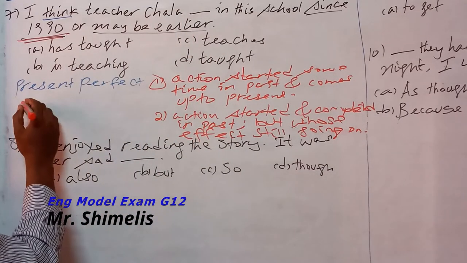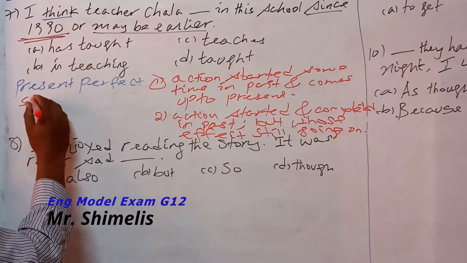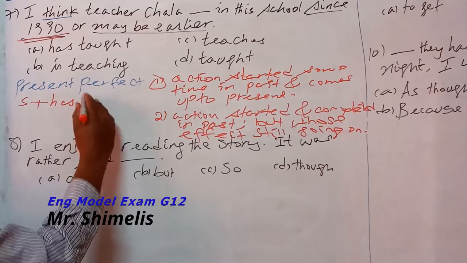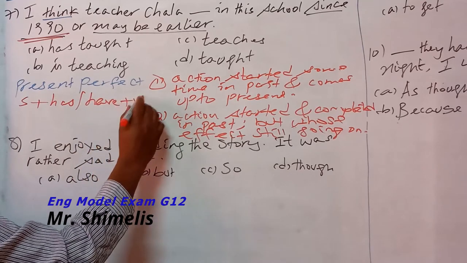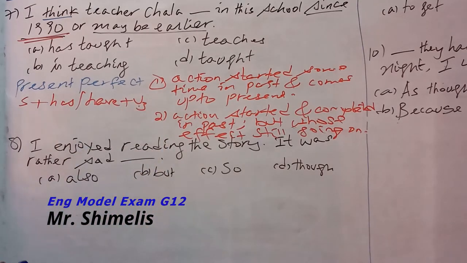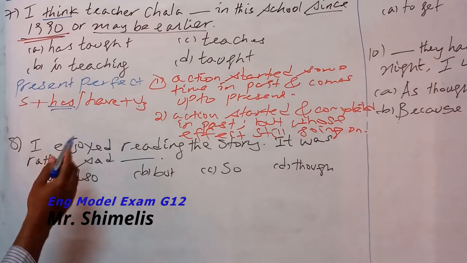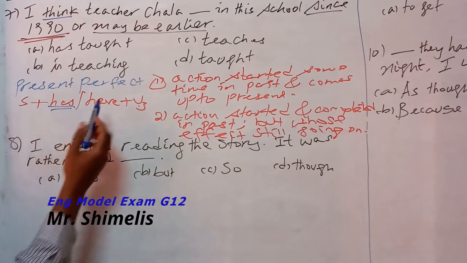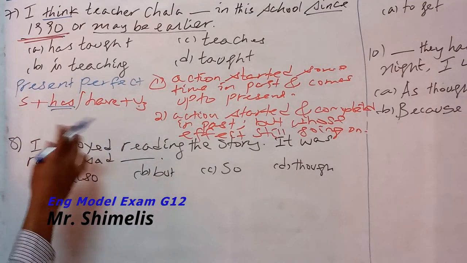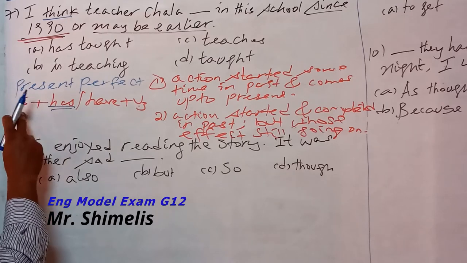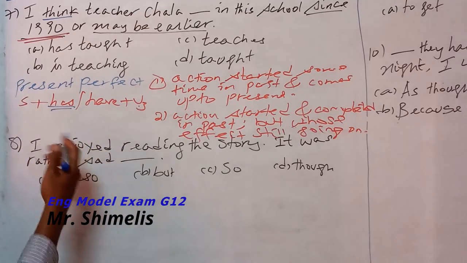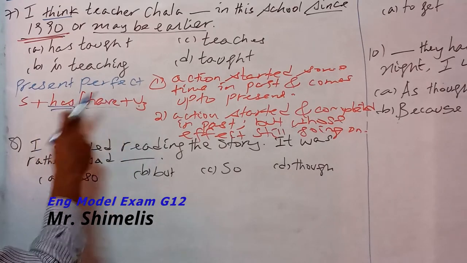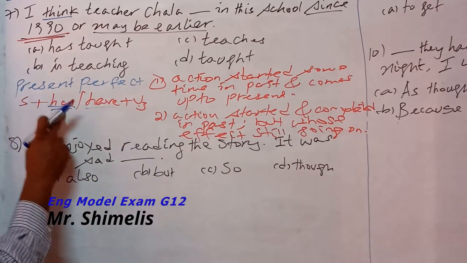So the structure of present perfect is a subject, an auxiliary verb has or have, and the third form of the verb. We use has with third person singular: he, she, it. If the subject is first person singular I, first person plural we, second person you, and third person plural they, we use have. So I have, we have, you have, they have. But he has, she has, it has.